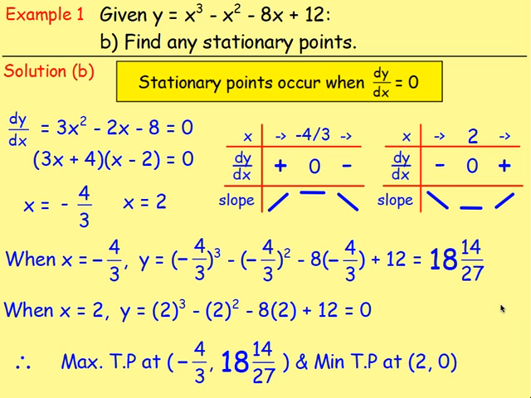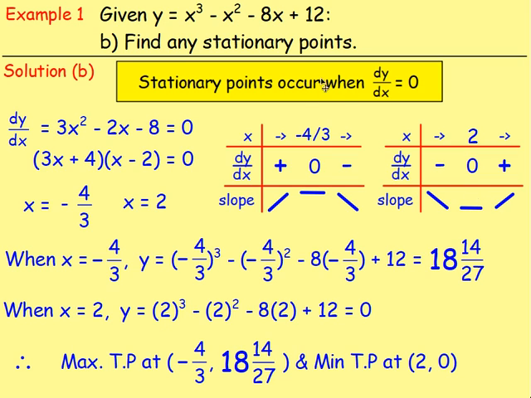Finding out the stationary points. Well, stationary points occur when dy by dx equals 0. Look back to differentiation, look at that chapter. Differentiate, set it equal to 0. The stationary points occur when dy by dx equals 0. You find the values of x. Use the nature table. You always need the nature table to tell if it's a maximum or a minimum or a point of inflection.